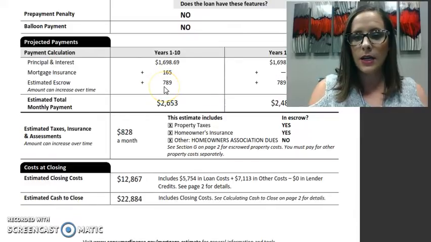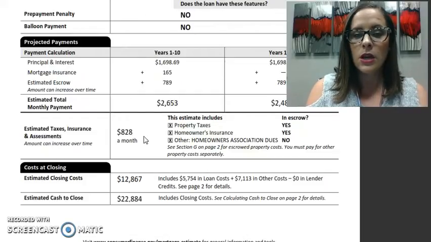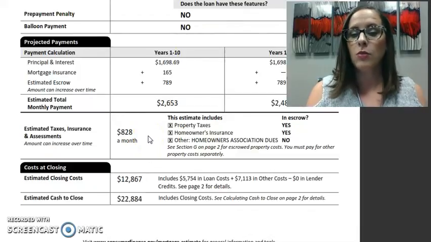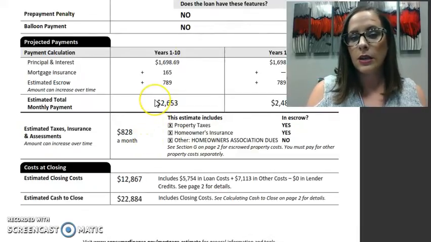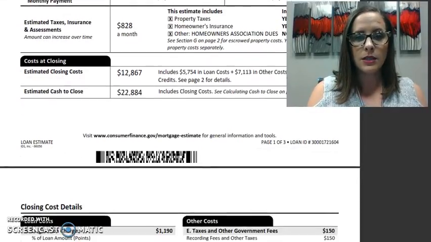Next piece is just your escrow account. So in this case, the $789 for taxes and insurance. You'll notice in the next section, in this example, the $828 being different than the $789. Why that is: in the next section under estimated taxes, insurance, and assessments, the homeowners association dues are included. So the assessments for the HOA are included, and that's why these numbers are different. The HOA dues are always going to be paid outside of your mortgage, so that's why it's not included in the projected payments section.